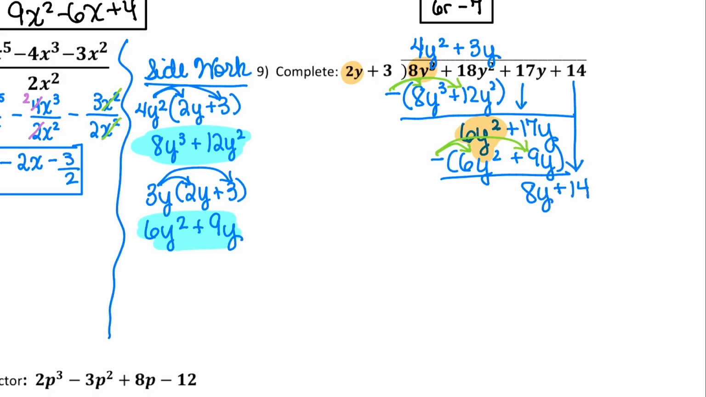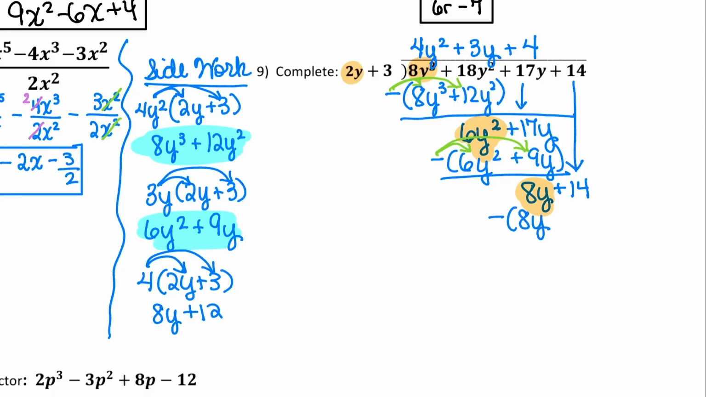So what times 2y is going to give us 8y? It's going to be 4. So we're going to do plus 4 here. Now we are going to take this term, multiply it by the outside, and subtract our result. We're going to distribute this 4, which is going to be 8y plus 12. Now we're going to subtract 8y plus 12.